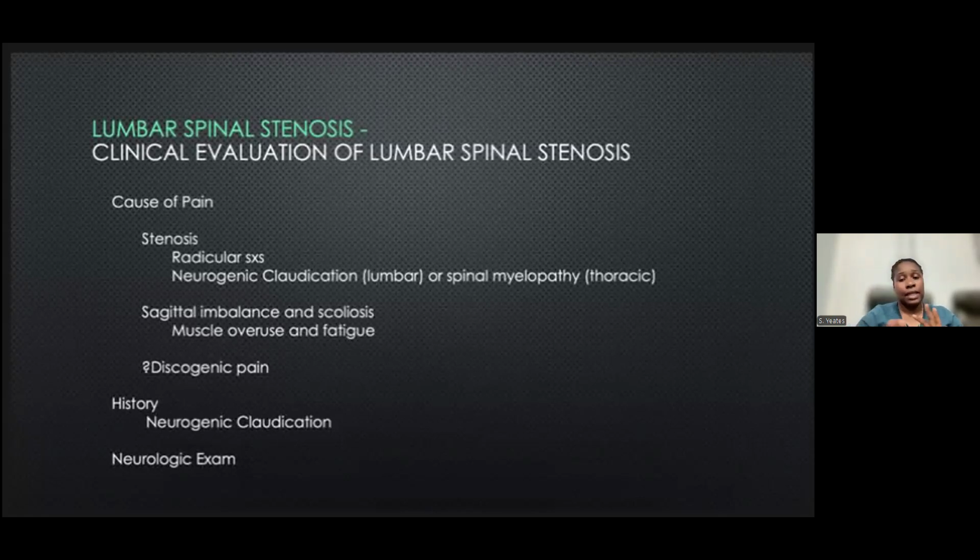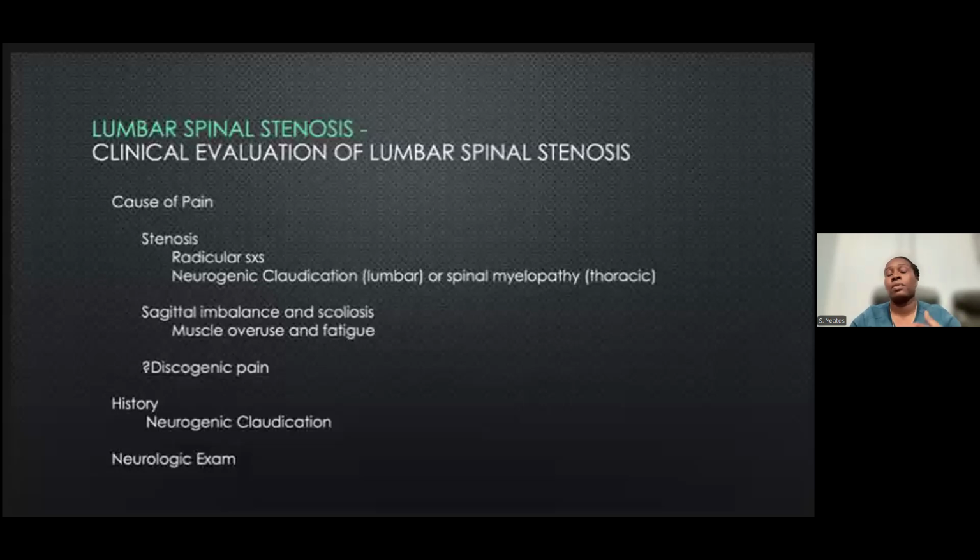An important part of the exam is to rule out things that mimic lumbar spinal disease, like sacroiliitis or trochanteric bursitis, where you would have tenderness over the sacroiliac or hip joints, and vascular claudication. These different mimickers will usually not respond to the same treatment as lumbar spinal stenosis.